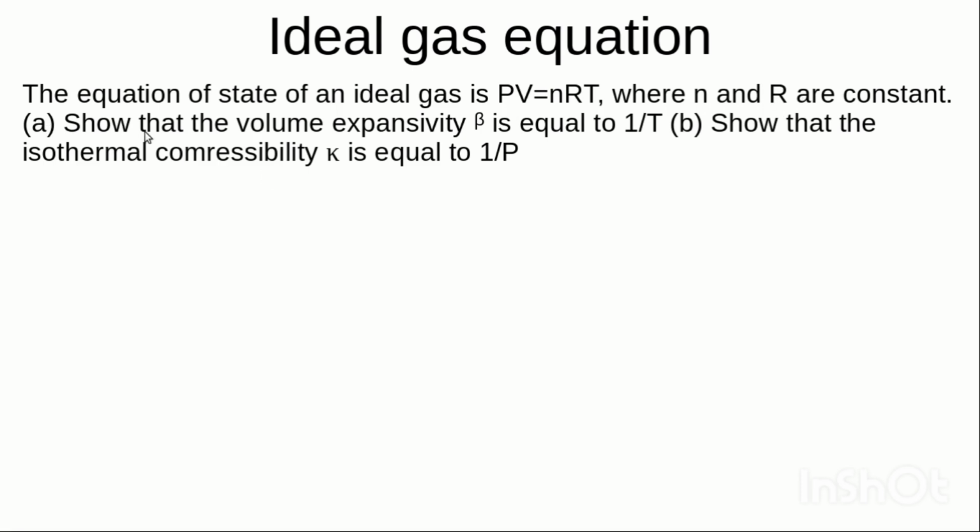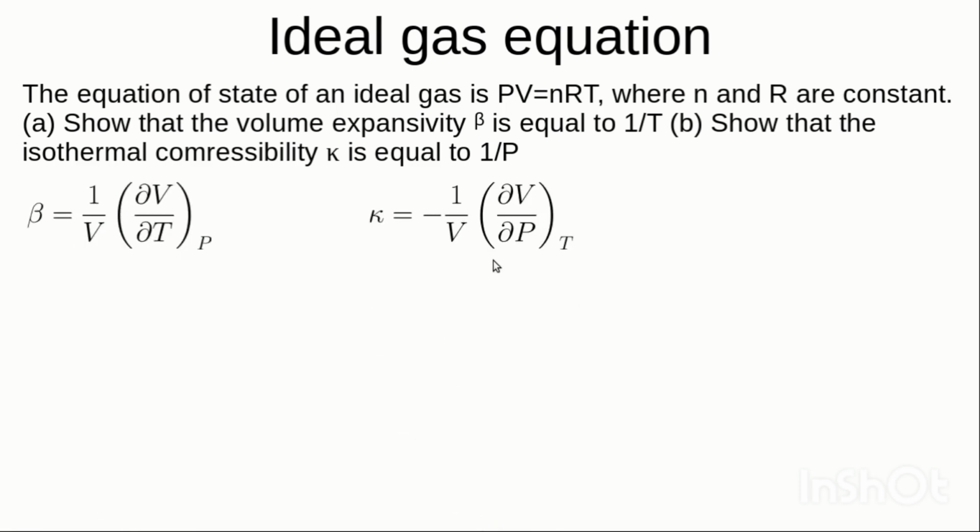A, show that the volume expansivity beta is equal to 1 over temperature, which is capital T. B, show that the isothermal compressibility kappa is equal to 1 over capital P, which is pressure. To solve this problem, it's important for us to know the expressions for the volume expansivity and the isothermal compressibility, and they are giving us these.